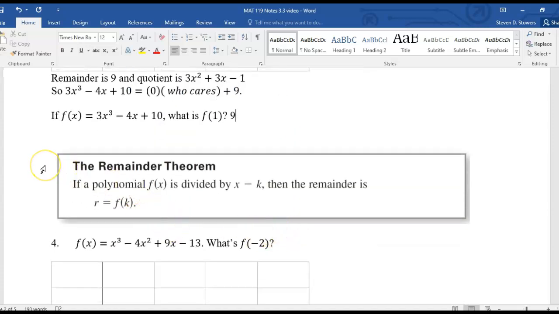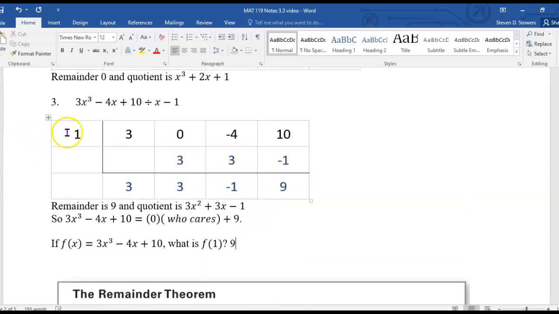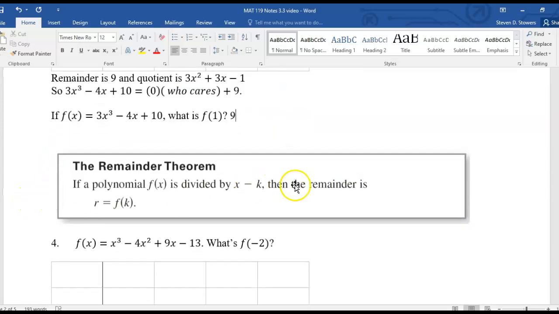So that fact in general is what's called the remainder theorem. If a polynomial f of x is divided by x minus some particular number k, so k itself is the number that's out in front, then the remainder is f of k. The remainder you get from the division is the same as the value of the polynomial when you plug in that number k.